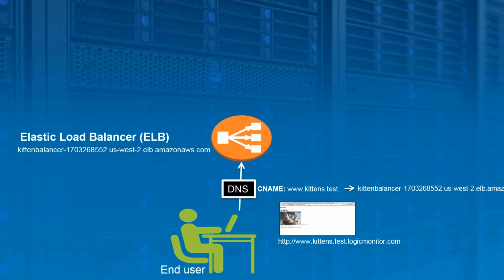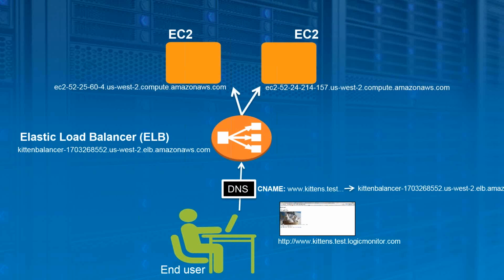Thinking through the full picture, we have our end user that's probably going to access our site by its CNAME, which points to the public DNS of the Elastic Load Balancer. The ELB then routes the request to one of our 2 EC2 servers. The EC2 servers both have Apache installed and running, and they both have our website's HTML config file on them. And then we installed a LogicMonitor collector on one of the servers.